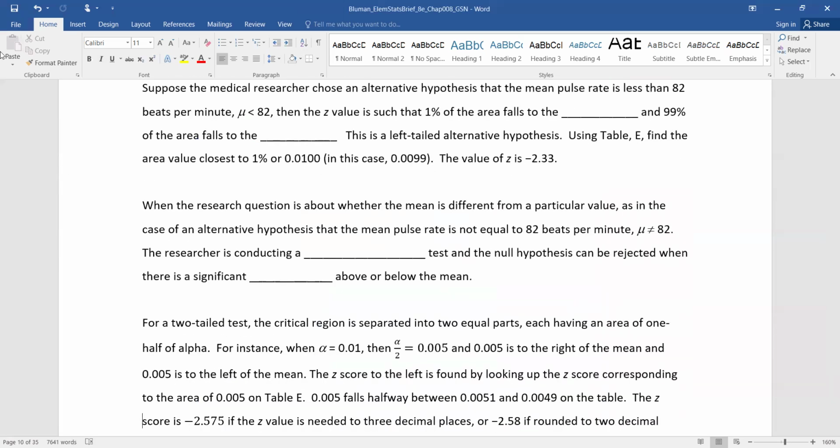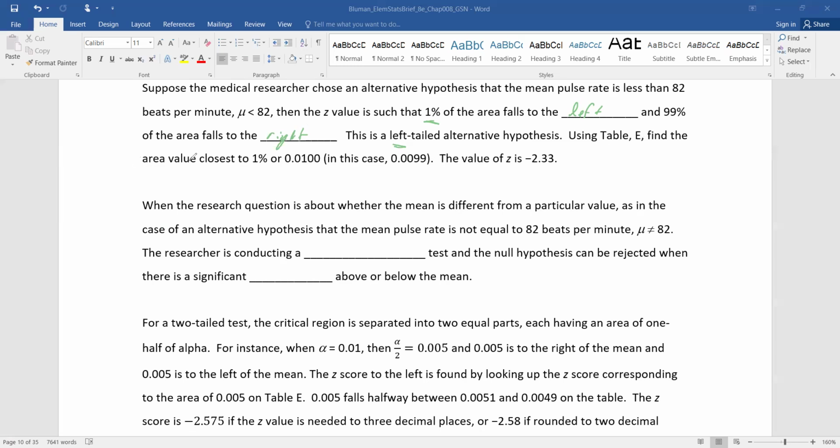All right, so now suppose the medical researcher chose an alternate hypothesis that the mean pulse rate is now less than 82 beats per minute. So now we're looking at less than 82. Then the Z value is such that 1% of the area falls to the left, because again, we're now doing a less than, and 99% of the area falls to the right. This is what a left-tailed alternate hypothesis looks like.